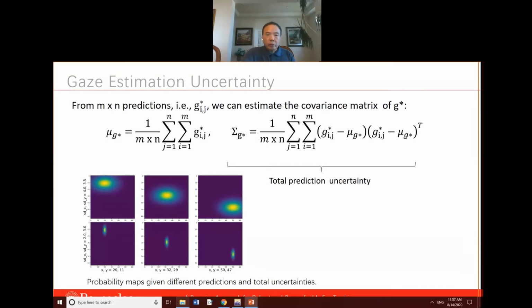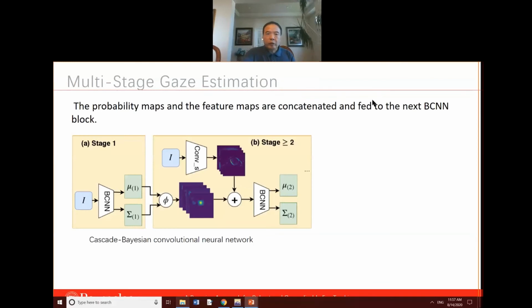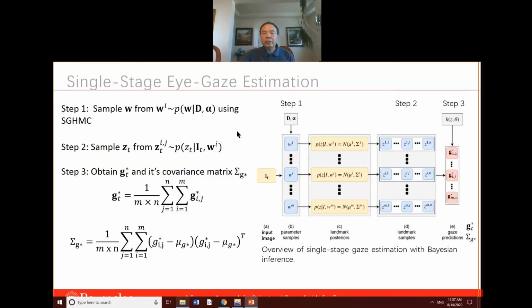Okay, so now this is the overview of our method. This is called a single stage overview of our method. It consists of 3 steps. Given an input image, we're going to perform 3 steps. The first step is we're going to sample W from the posterior distribution of W. We are going to obtain M samples of W. And then from the ith sample of W and the input, we'll be able to compute the ith conditional probability of landmarks given I and given each of the W. We have the M of them.